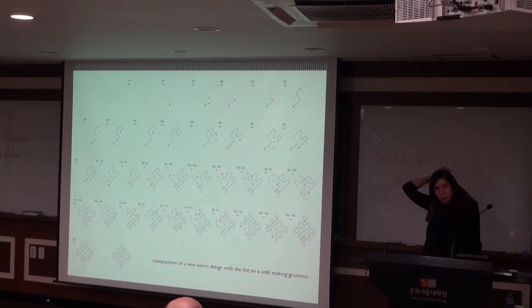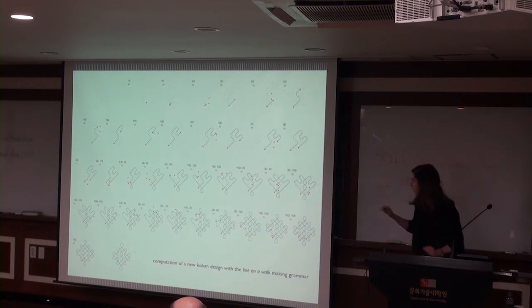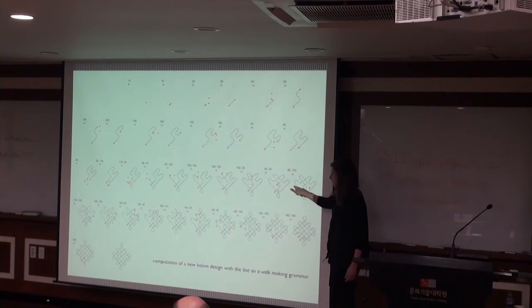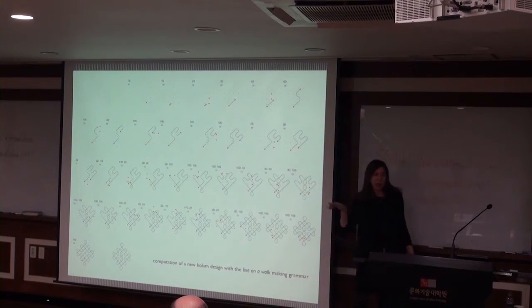This kind of column making is called completely stamped dot. There's another kind of column making where instead of going between the dots, they connect the dots.